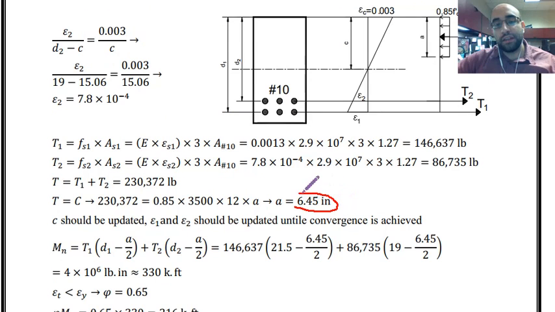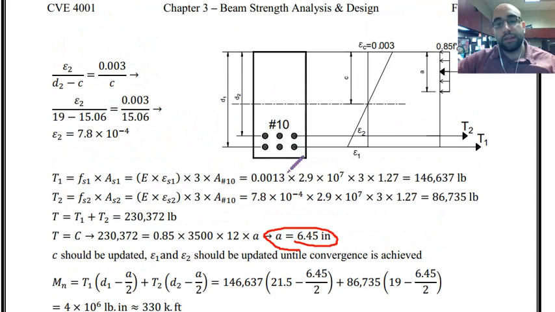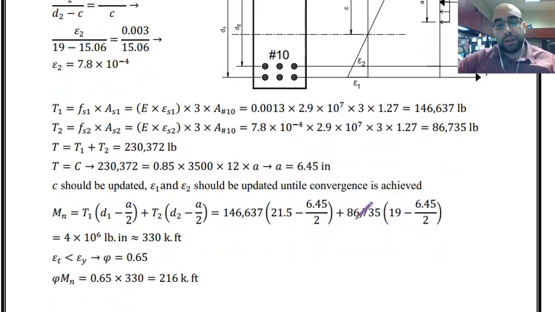a is the last a that I calculated, and then the other term is for T2, and the distance that we have from compression to this force, that is d2, this distance, minus a over 2, half of the depth that we have as a, or depth of compression. So that is calculated over here.